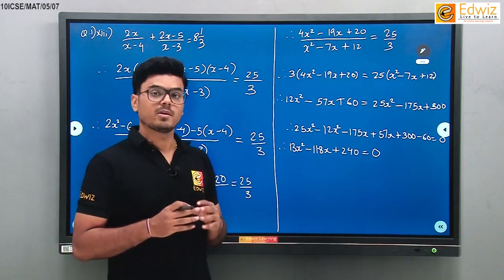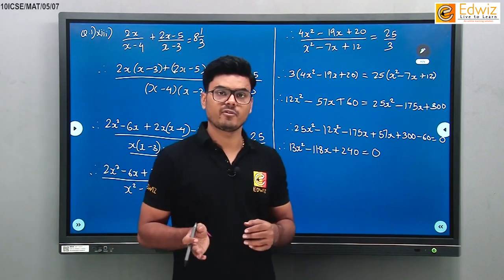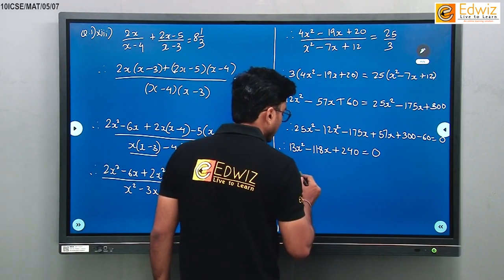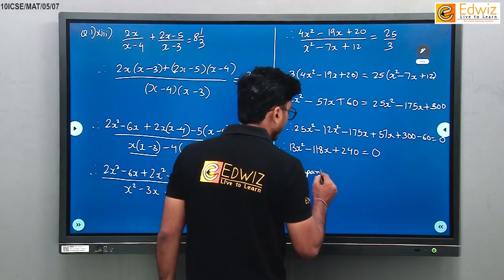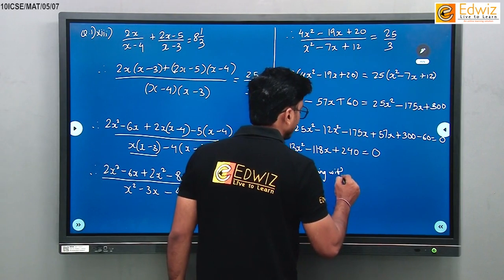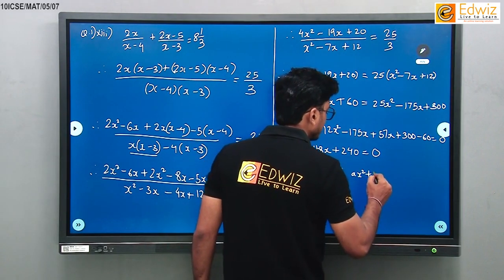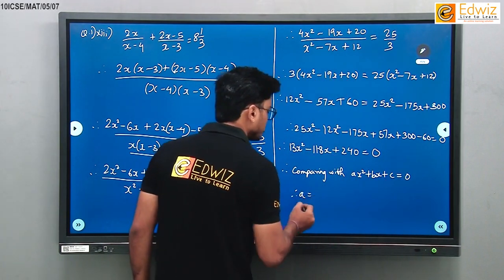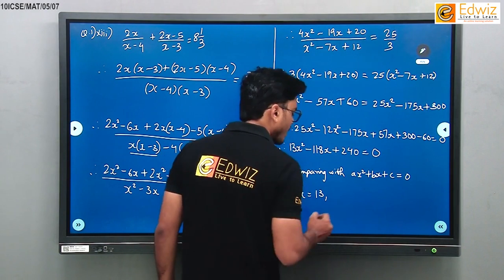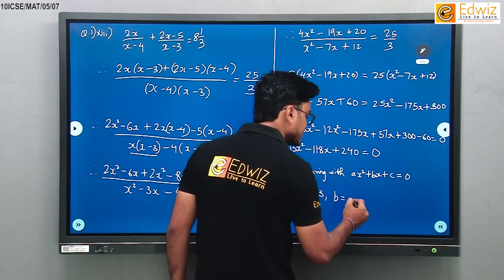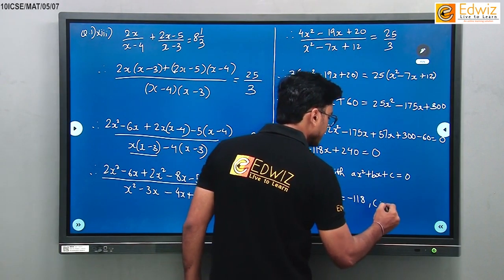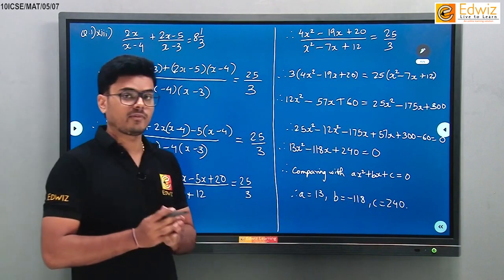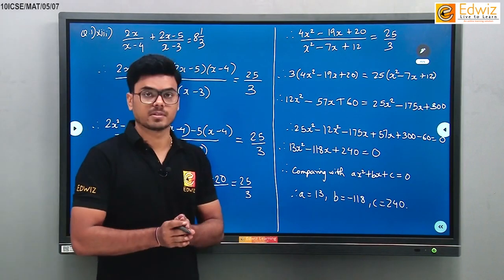Okay, you know the next step. We need to compare this with the standard form and get the value of A, B and C. So this is going to be a lengthy question. Comparing with ax square plus bx plus c equal to 0, A here, as you can clearly see, is 13. B is minus 118 and C is 240. Okay, these are the values of A, B and C in this equation.